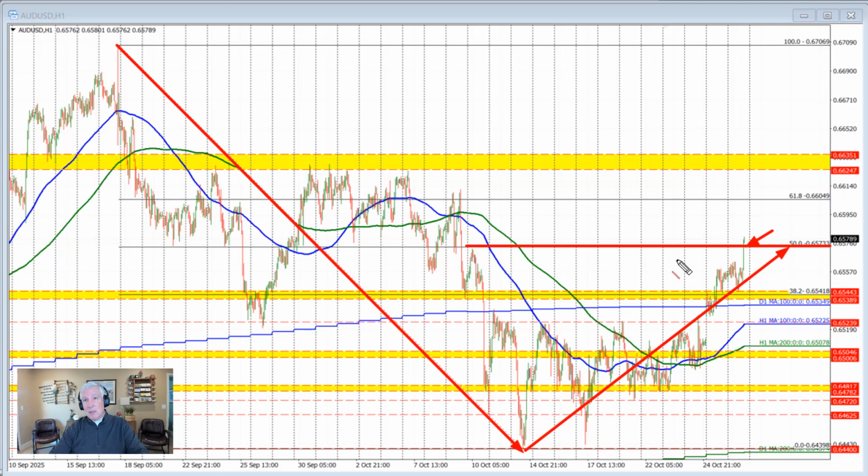So just below the 0.6573 level is this old high right here. So if the price can stay above the 50% retracement, above this high price right through here, then the bias is clearly in favor of the buyers, and we're breaking more to the upside.